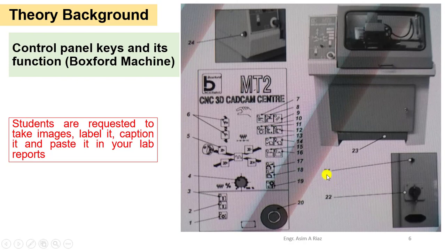Then we have button number 21, which is located on the back side of the Boxford machine, and is again used for the reset. Button 22 is used to power on or power off the Boxford machine, and button number 23 is basically a storage box, which is used to store the accessories, tools, chucks and so on.